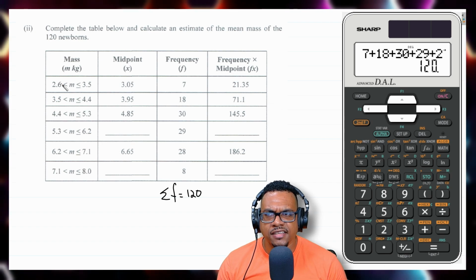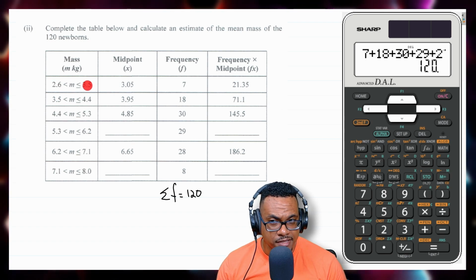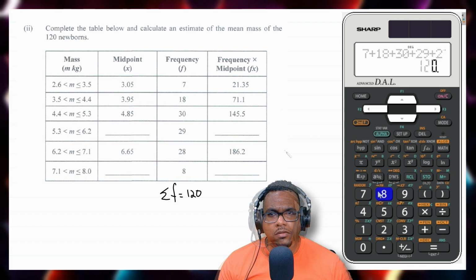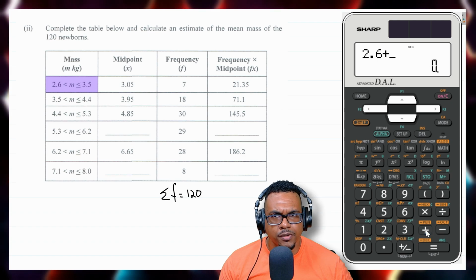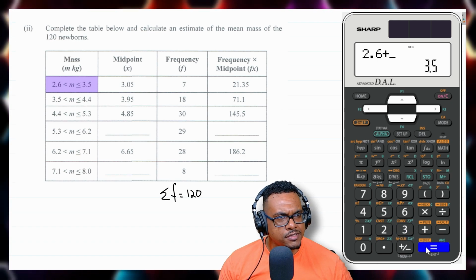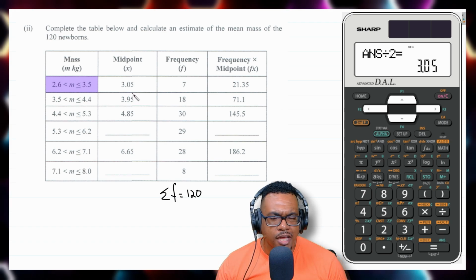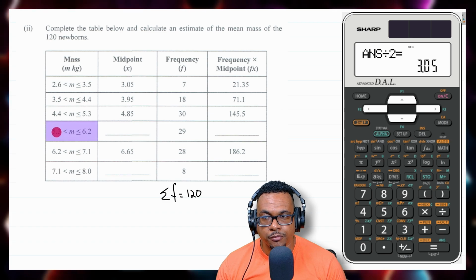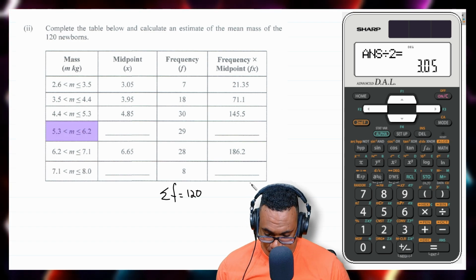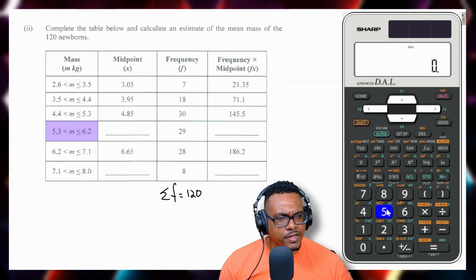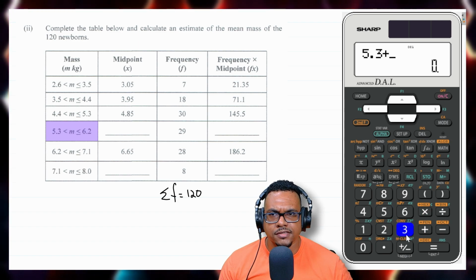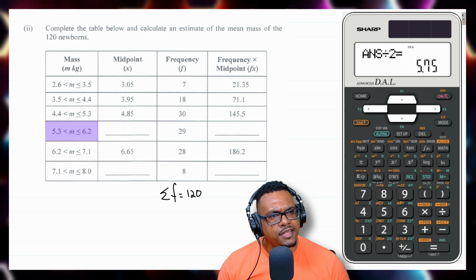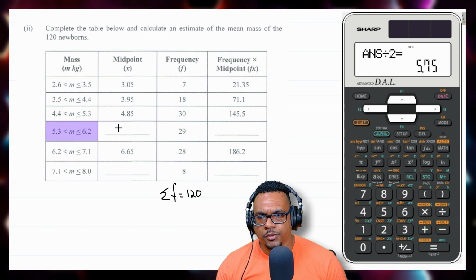Now what we could do is add the lower class limit to the upper class limit and divide by 2, and that will give us our midpoint. So you can just run a check and make sure that the midpoint is correct here. So we have 2.6 plus 3.5, press equal, and then divide by 2. And you can see that we got 3.05. So we just continue with that, add the 5.3 to the 6.2, and divide by 2. So we'll have 5.3 plus 6.2, press equal, and then divide by 2. And we get 5.75. So we're going to have here 5.75.